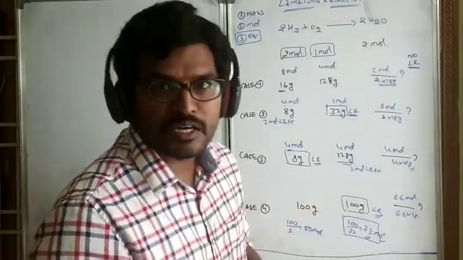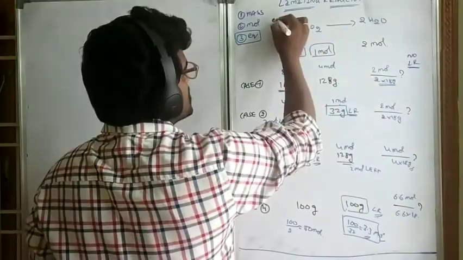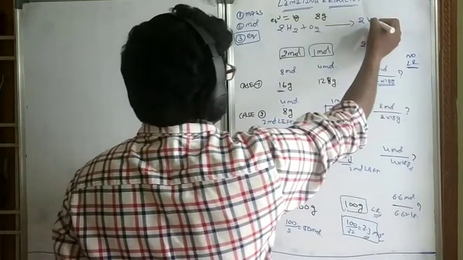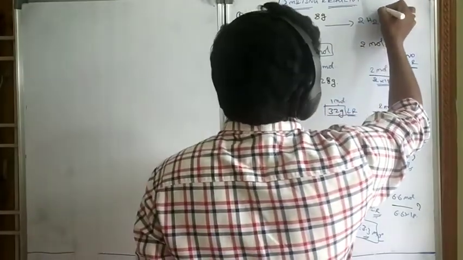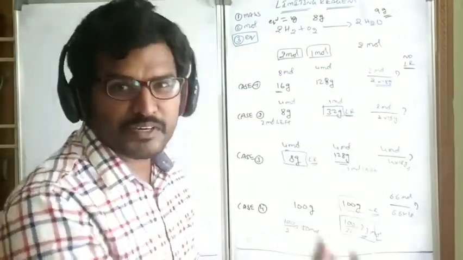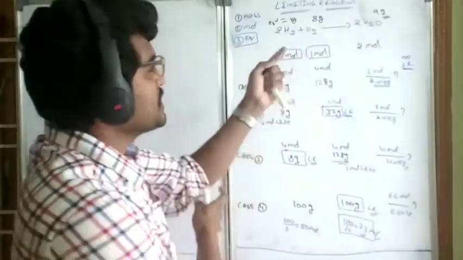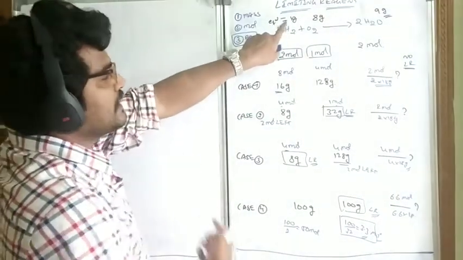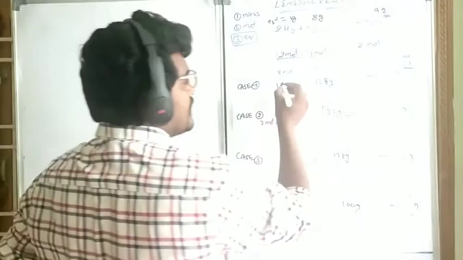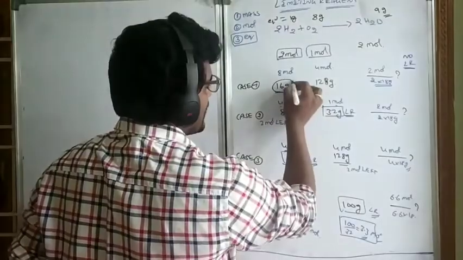If you go to the equivalence concept, hydrogen equivalent weight is equal to 1 gram, oxygen it is 8 grams, and water it is 9 grams. These are the equivalent weights. For these equivalent weights, I will make a different video and post it. So see, equivalent weight is 1 gram, 8 grams and then 9 grams. So here you see, in terms of equivalents, how many grams is it?